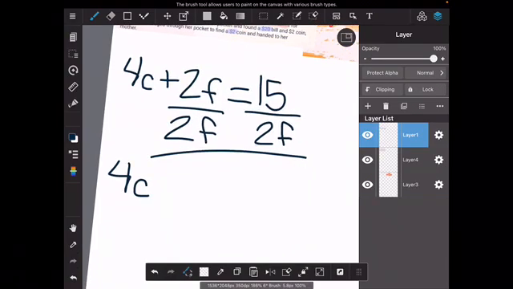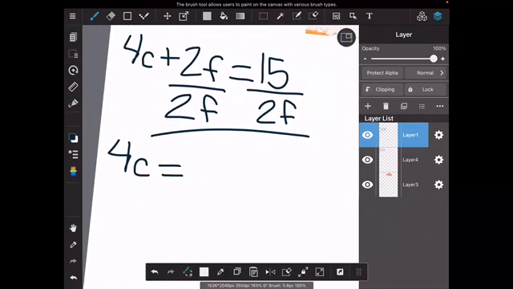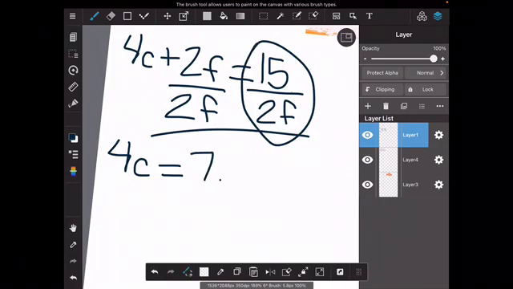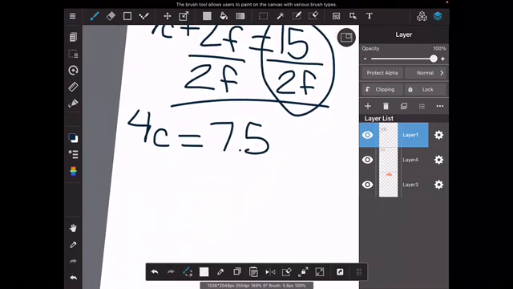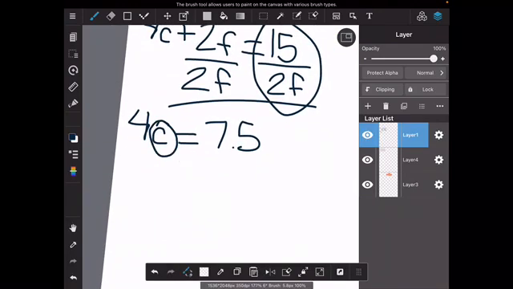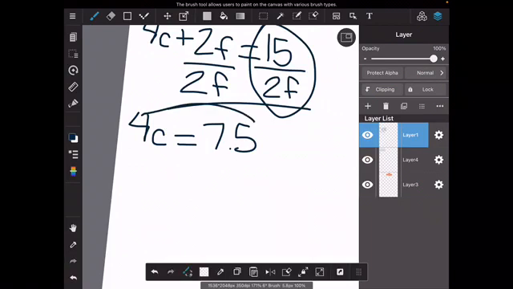4C plus, so what's 2F divided by 2F? Basically it cancels out, so it's 0, but we're not going to write that. So just 4C equals 15 divided by 2, which is 7.5. Now we need to isolate C, so we're going to bring over the 4.